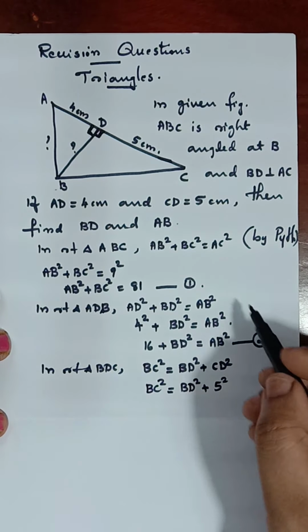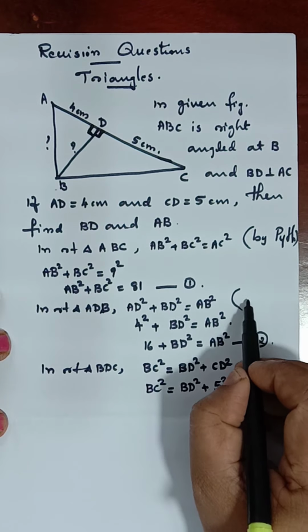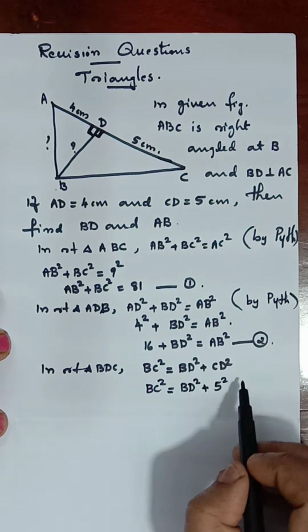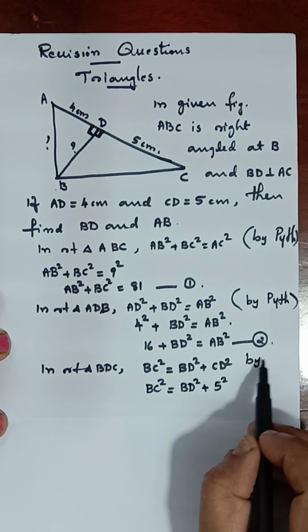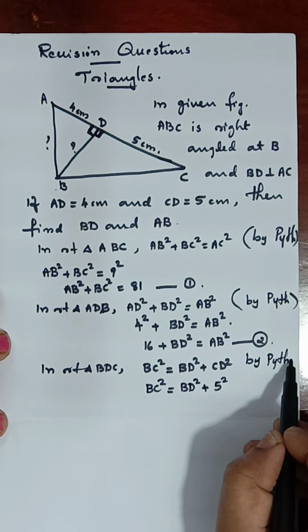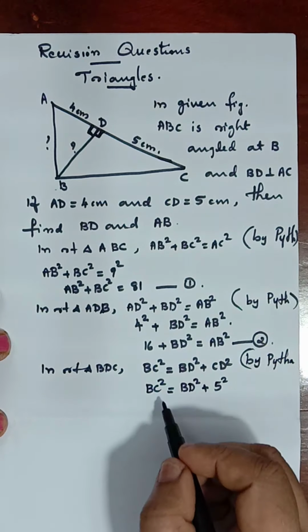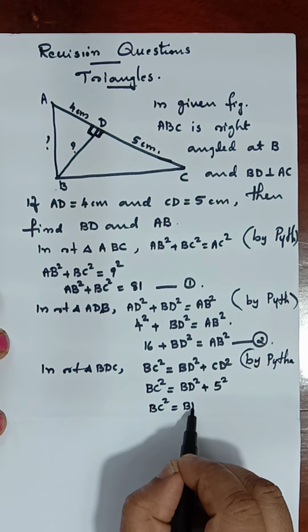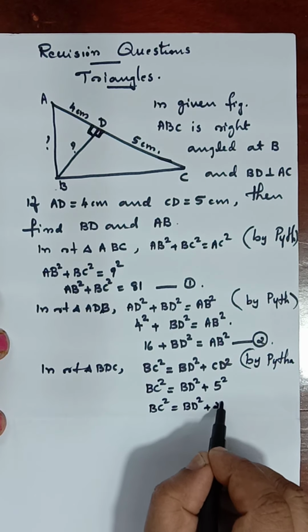So here we have to write the reason again. In both the cases, it is by Pythagoras theorem. Here also by Pythagoras theorem. Always you have to write the reason. So BC square is equal to BD square plus 25. Let us call it equation number 3.